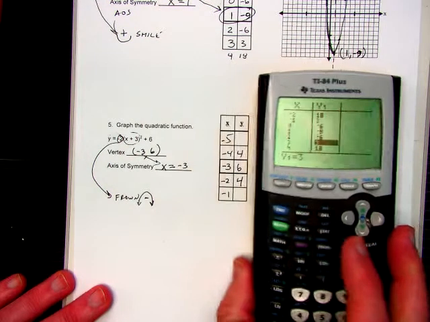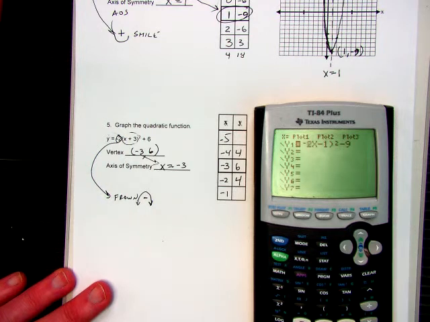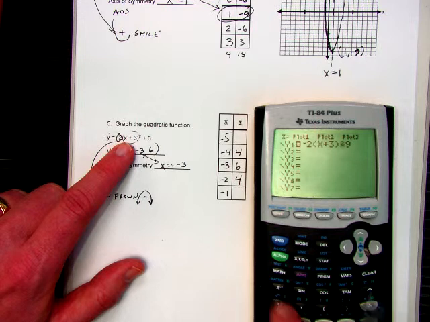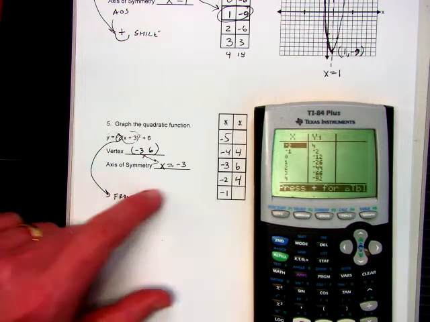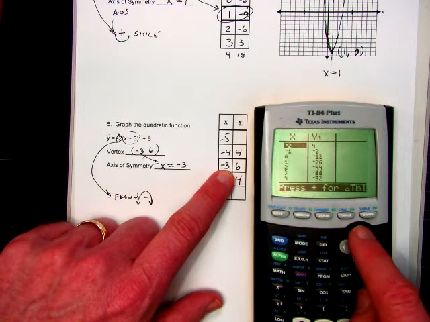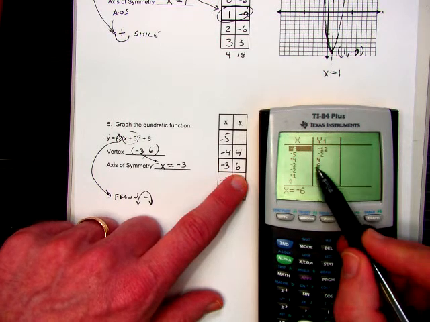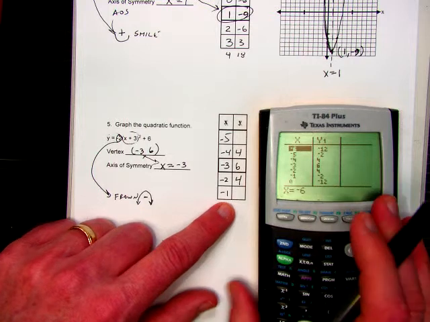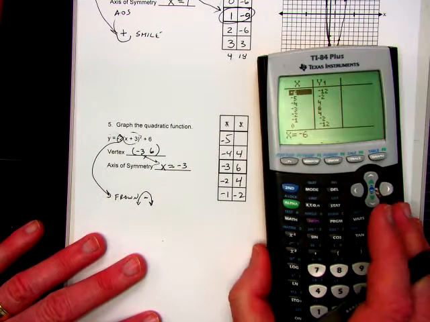We could also type it in here. So I went y is equal to -2, parentheses, x plus 3, square it, plus 6, and then I'm going to look at my table. Okay, but this time I want to get -3 right in the middle, and I've got a cursor up in the x column. Oh, look at that. So at -3 it's 6. It was 4 at -2 and -4. At -1, it's -2. Okay? And at -5, it's also -2.